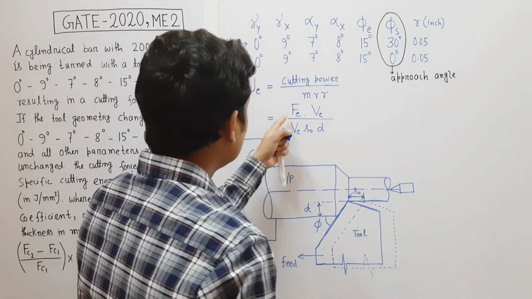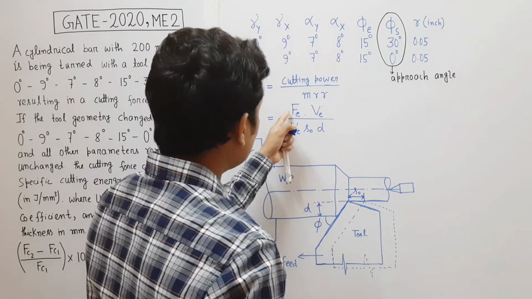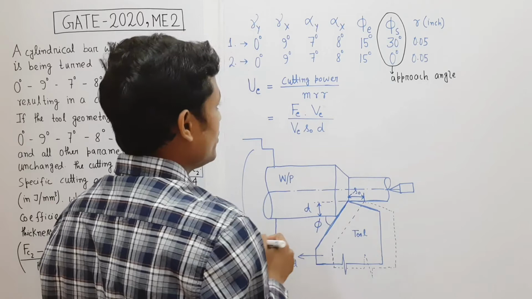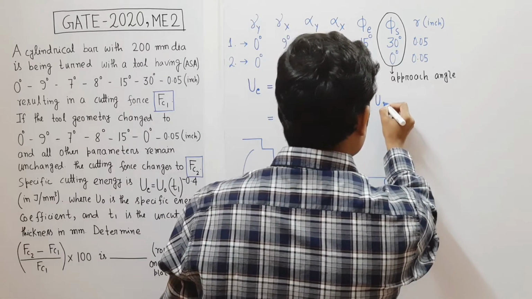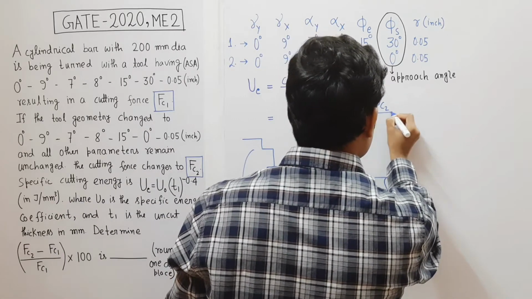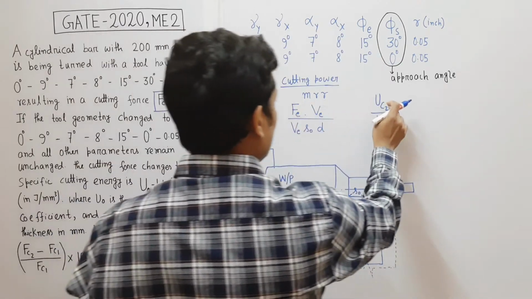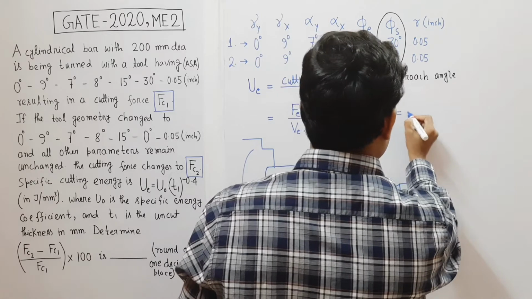So UC is only a function of FC because these other parameters remain unchanged. So if I write UC2 by UC1, that is for tool 2 and tool 1, that becomes what?